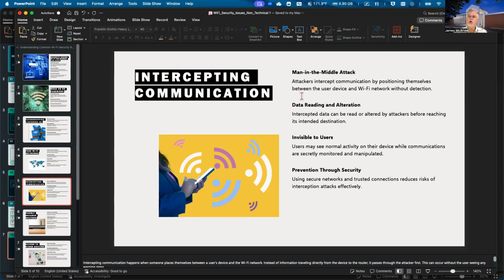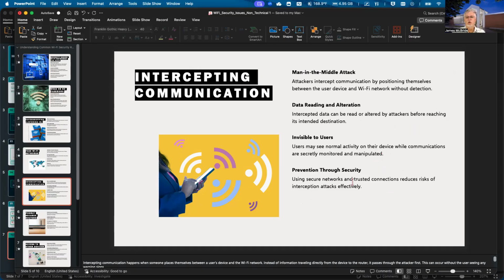All right, so part of what I just explained would be a man-in-the-middle attack. An attacker intercepts your communication by positioning themselves between the user and the Wi-Fi network. So you attach to my router, I monitor what you're doing, and then we send it on down to the real thing. So you don't see that, oh wait, I don't have internet. Oh, you do, but I can see it first. So they can intercept the data, they can read it, they can alter it before it gets sent out. This is usually invisible to you. You're not aware that it's happening.